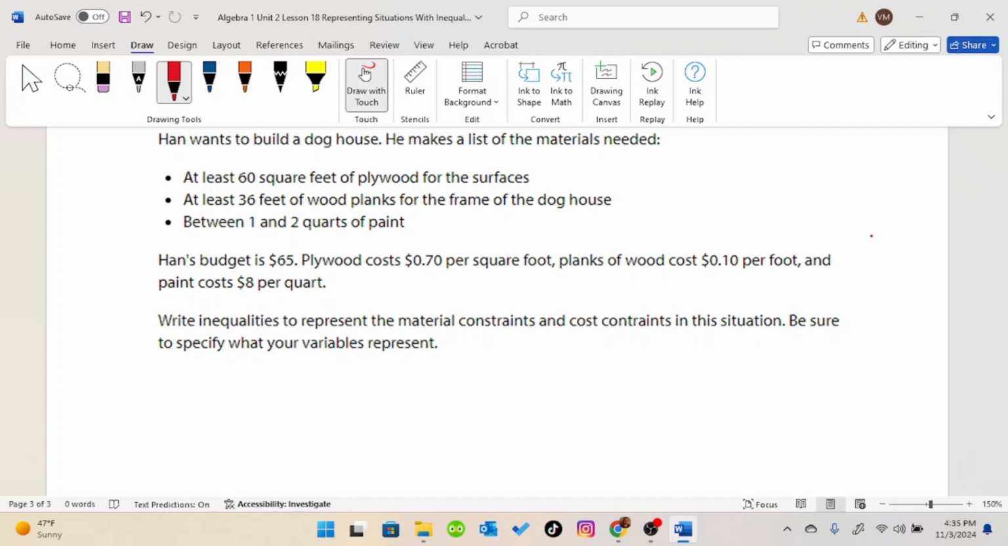Write inequalities to represent the material constraints and cost constraints in this situation. Be sure to specify what your variables represent.